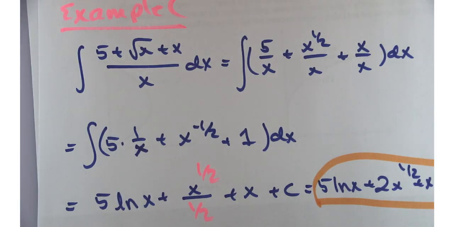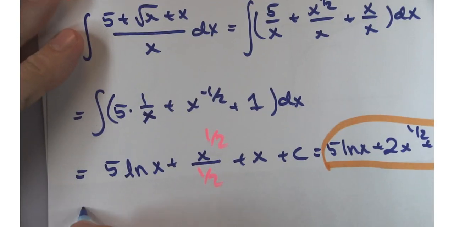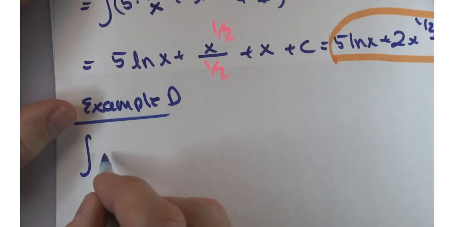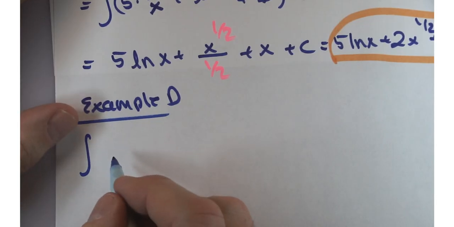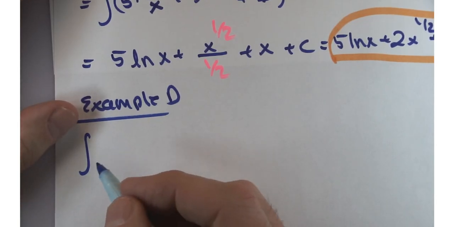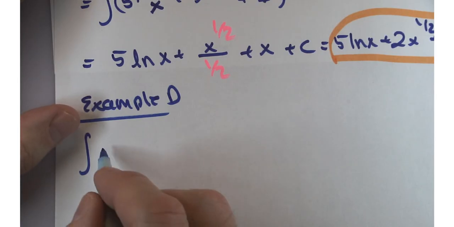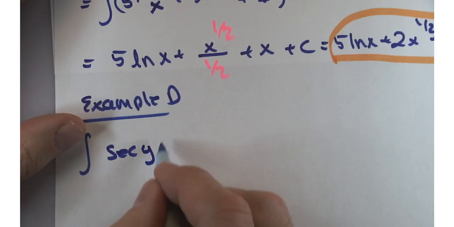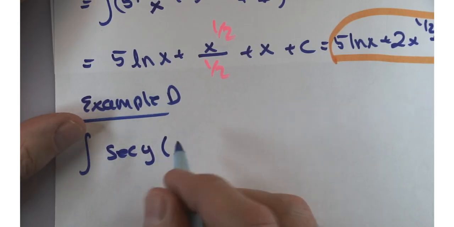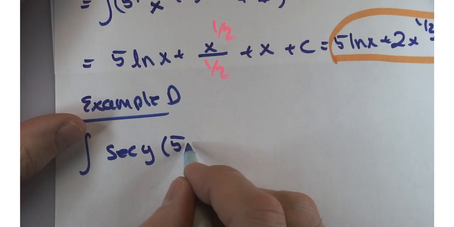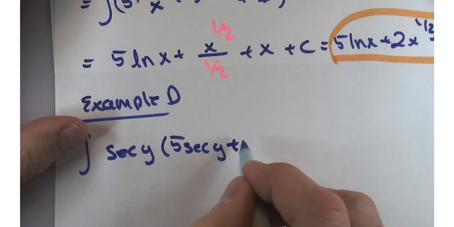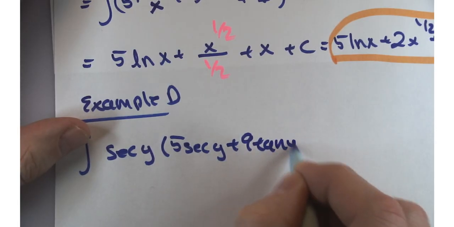Let's move on to example D. This time I've got the integral of, and I'm going to call an audible here, I'm going to write that with a y as opposed to a t. I just don't like t's. Secant of y times 5 secant of y plus 9 tangent of y dy.